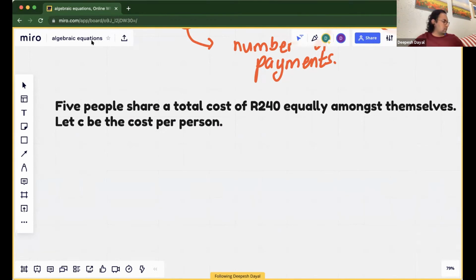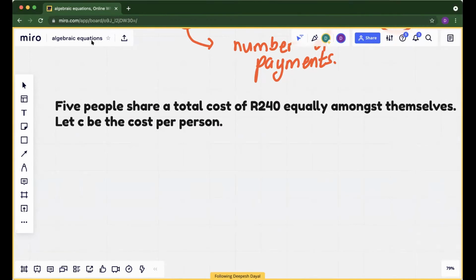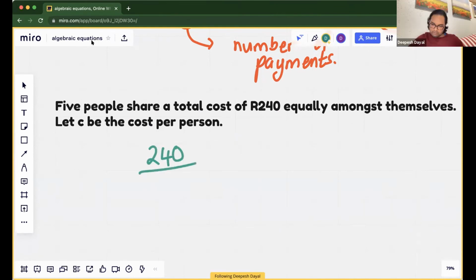What is the equation? 240 divided by 5 is equal to C. Okay, any other answers? Great, thank you.